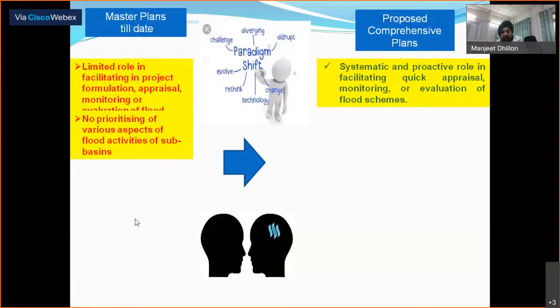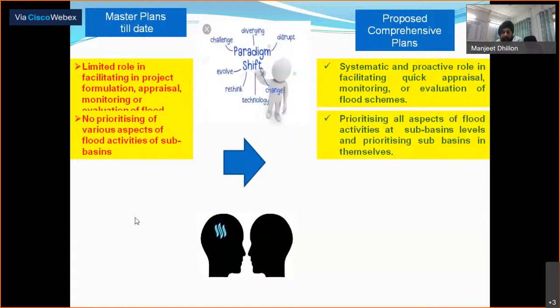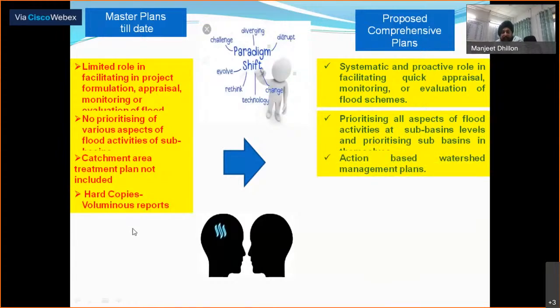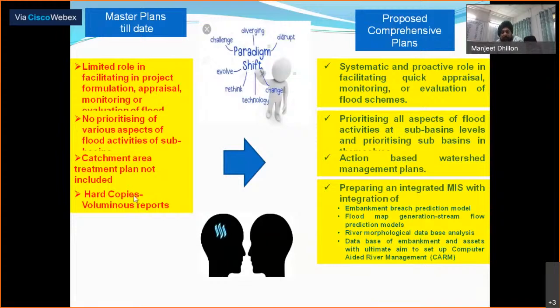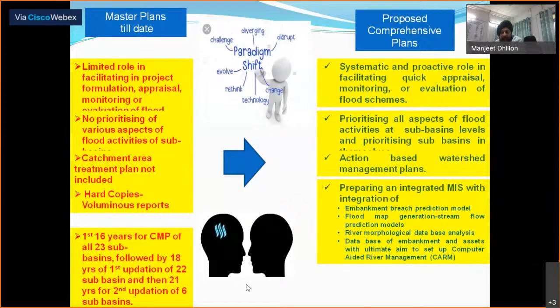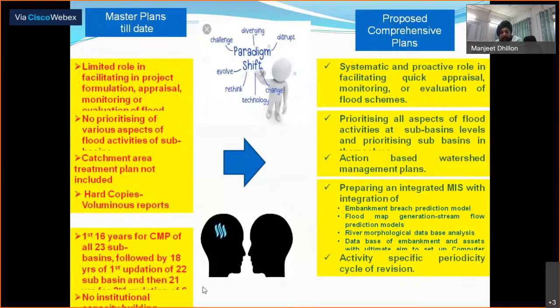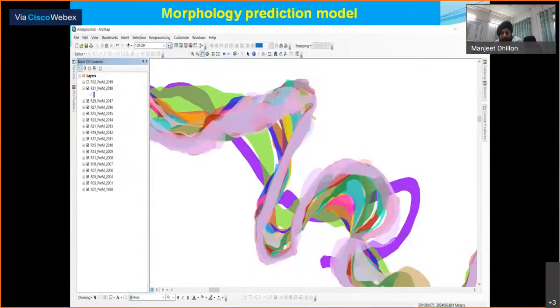And there's no prioritization. We need to prioritize, yes. And catchment area treatment plans and action-based management plans are needed. You prepare a voluminous report, and instead of a voluminous report, we need to go in for MIS, considering various aspects. And then what happens is that different processes and different activities have different periodicity of cycle. So in fact, we need to go in for some dashboards, which should be accessible to all stakeholders.